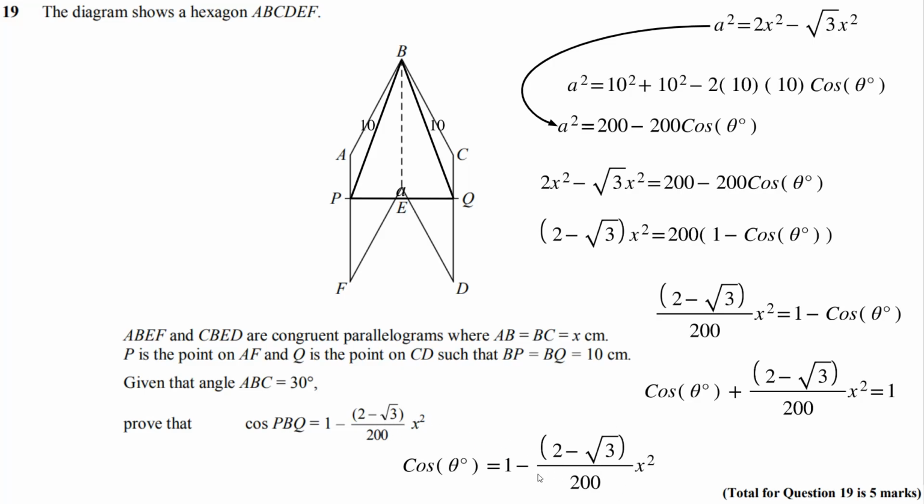You probably get all the marks for this, but we're saying cosine PBQ. So we've just called this angle theta, but we can call it whatever we want. They've called it PBQ. So let's just write it how they want. So cosine PBQ is equal to that. And this is the exact same. So that's all 5 marks.